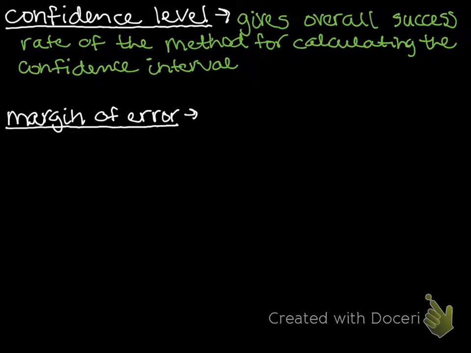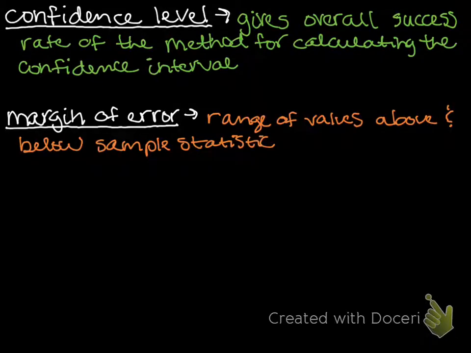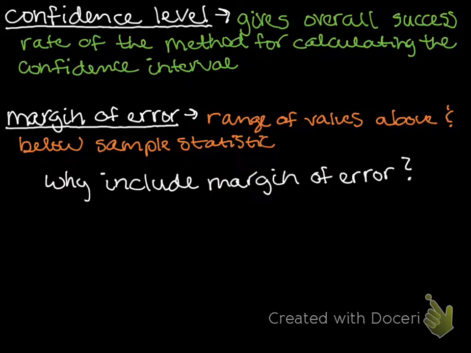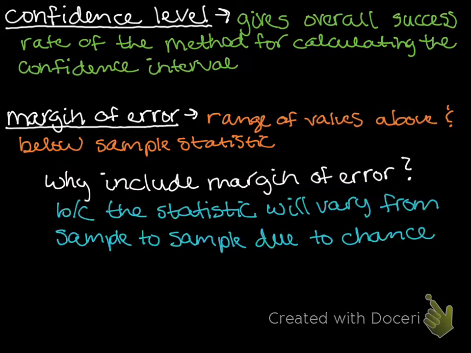All right, margin of error. What is margin of error? Margin of error is a range of values above and below your sample statistic. It's that plus or minus that we add at the end. Why include the margin of error? Because the statistic will vary from sample to sample due to chance. The margin of error covers that chance variation.